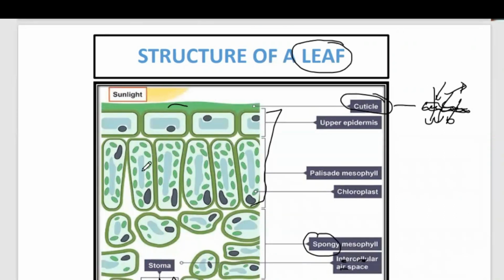So this palisade mesophyll is made up of columnar cells, or cells which are in the form of columns, and they are packed so that they minimize the space between these cells. Look at them, they are packed. There are very small spaces compared to these other ones. They are very packed, and have a lot of chloroplast. These green things you are seeing are chloroplasts, so that it allows maximum absorption of light.